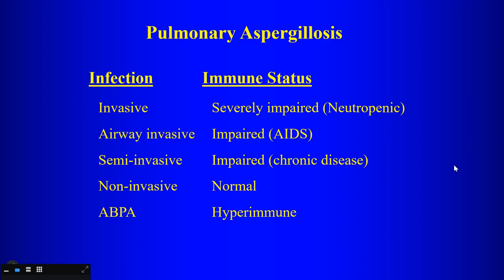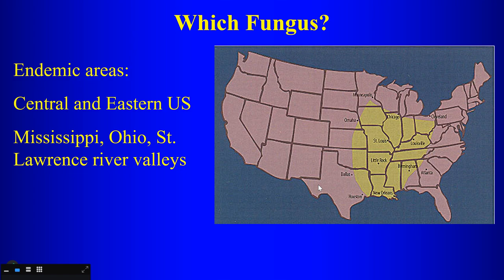Now, when we talk about aspergillosis and what it does, there's a nice correlation with the immune status. Severely impaired, neutropenic patients tend to get angioinvasive aspergillosis; AIDS, semi-invasive, some chronic underlying disease, COPD, diabetes. Non-invasive, they don't have to be immunosuppressed. Anything that leads to a cavity can lead to colonization with an aspergilloma. And allergic bronchopulmonary aspergillosis, those patients, asthma, tend to be hyperimmune. So that's a nice way of organizing the information. I give you that map.